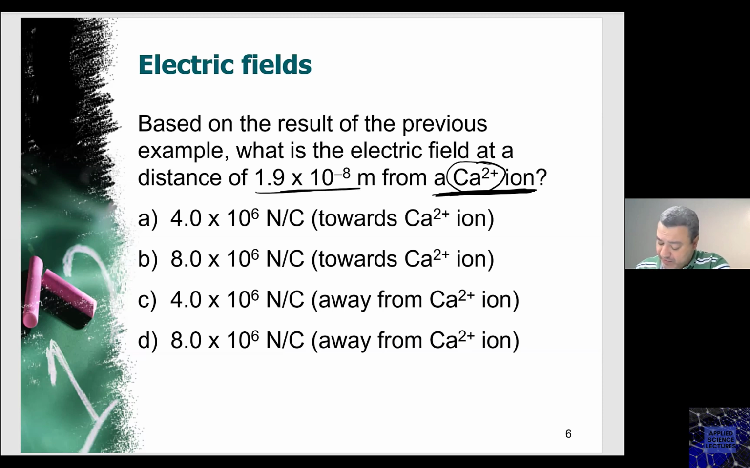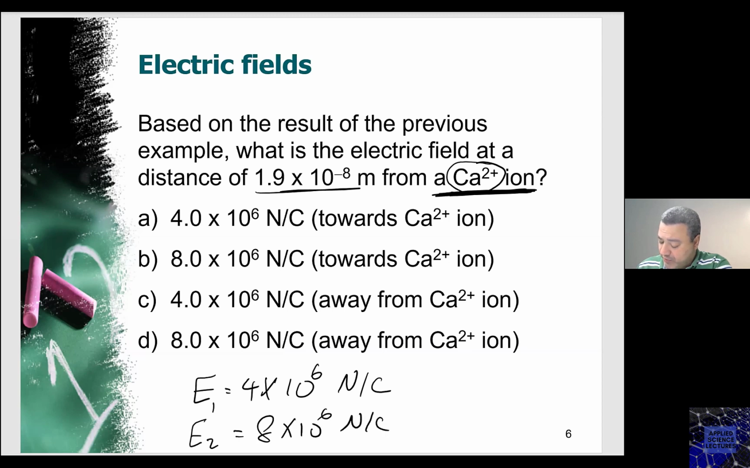So just a very quick calculation. We had for 1 electron at the same distance 4 × 10^6 Newton per Coulomb. The charge has been doubled, so now the new magnitude will be 8 × 10^6 Newton per Coulomb. However, because it's positive, it will be pointing away. And the answer to this question would be D.